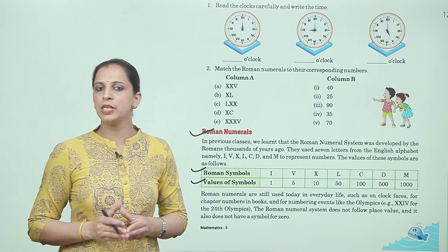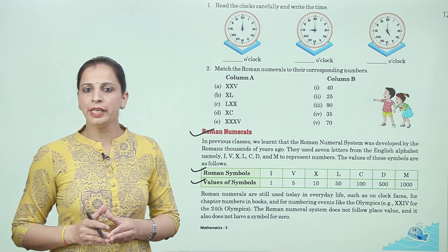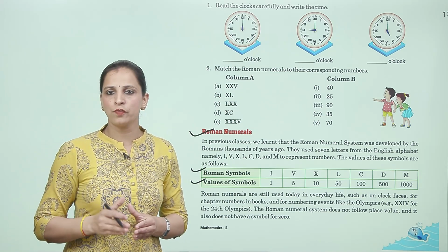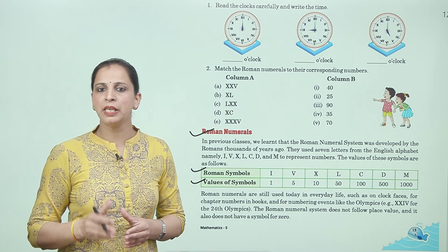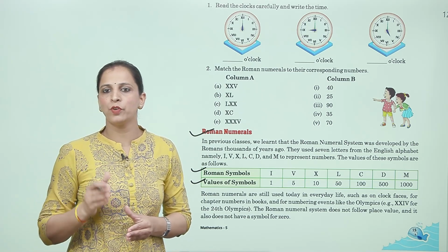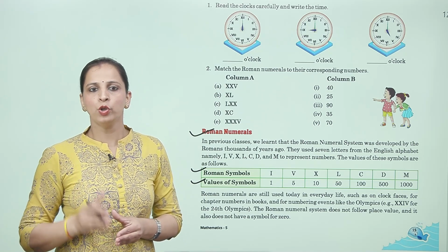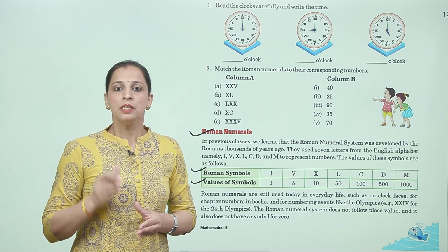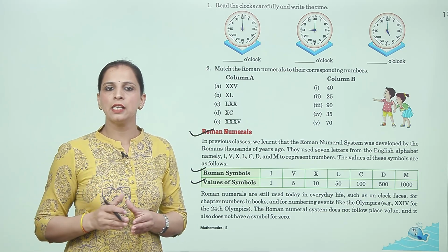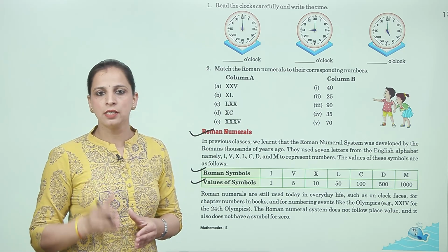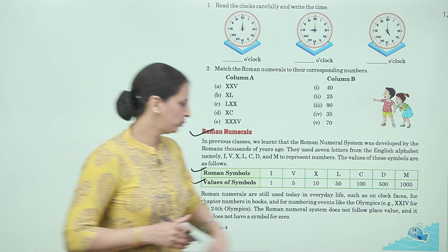Roman numerals are still used today in everyday life, such as on clock faces, for chapter numbers in books and for naming events like the Olympics, for example XXIV for the 24th Olympics. The Roman numeral system does not follow place value and it also does not have a symbol for 0.